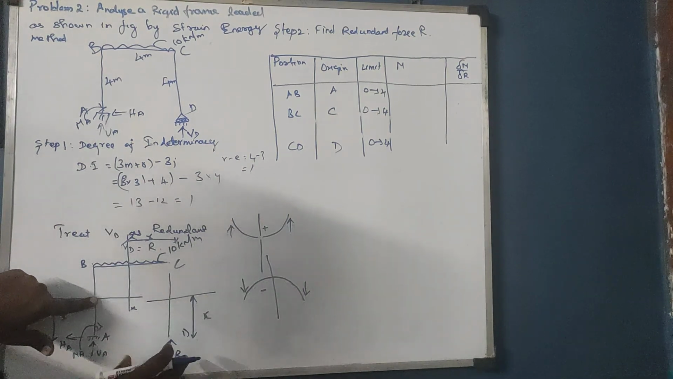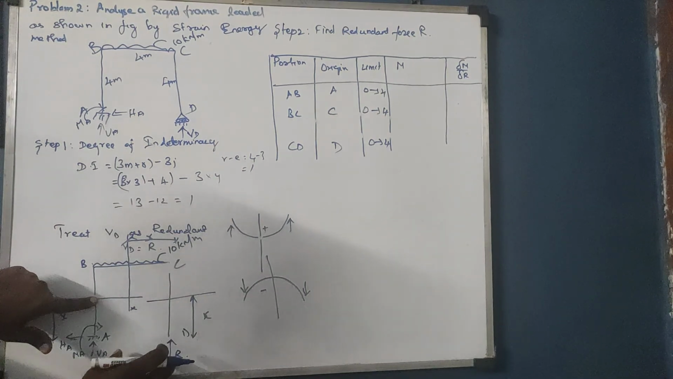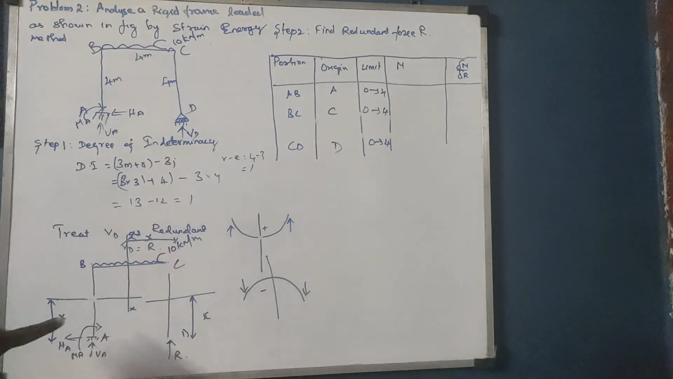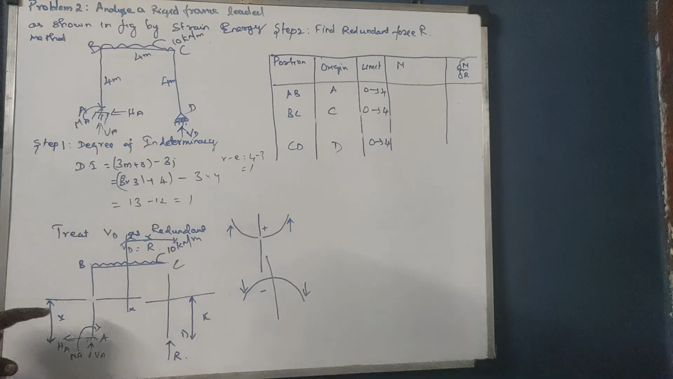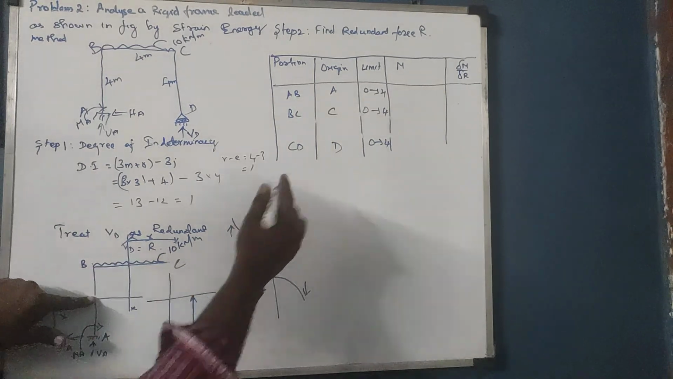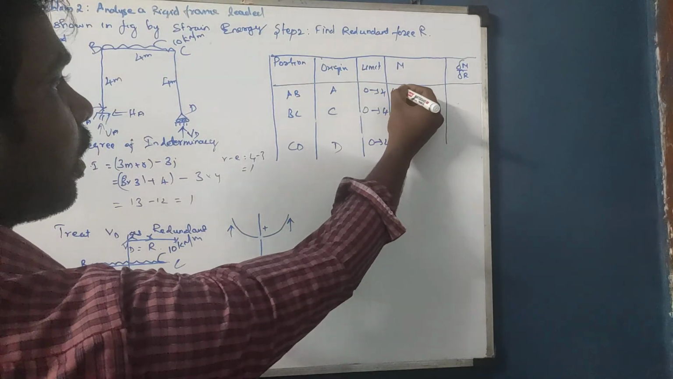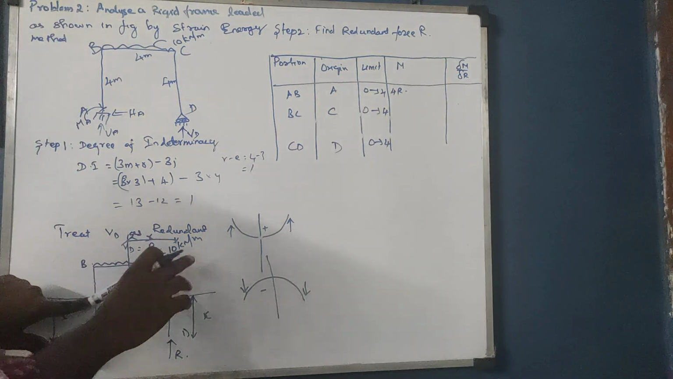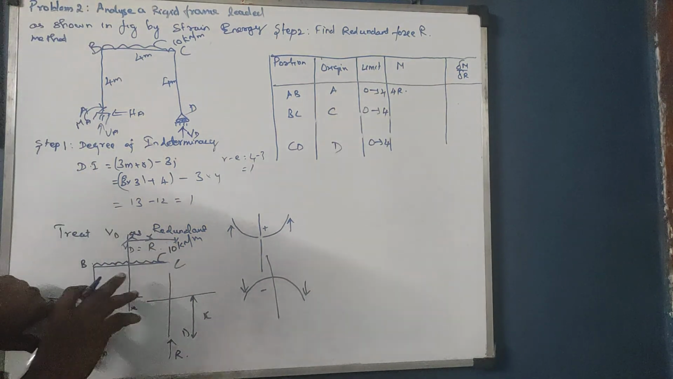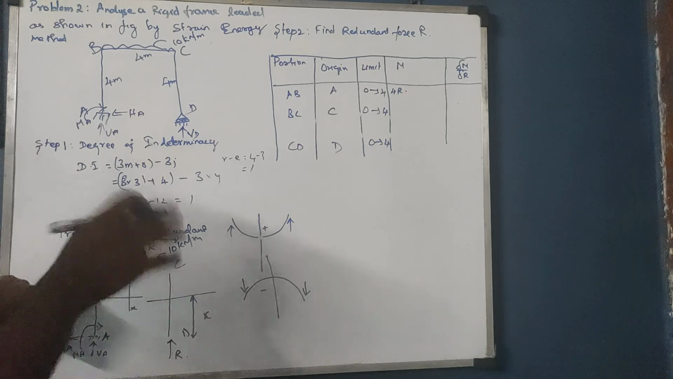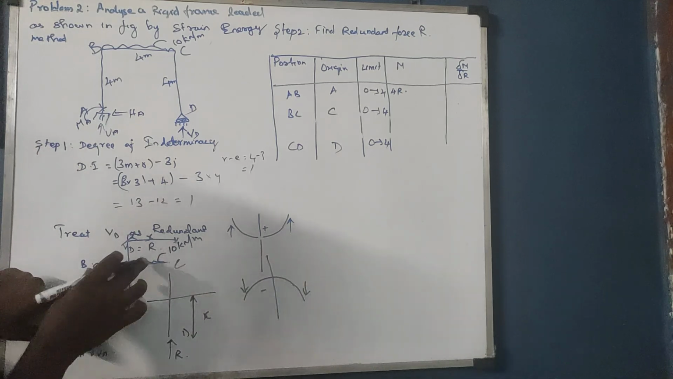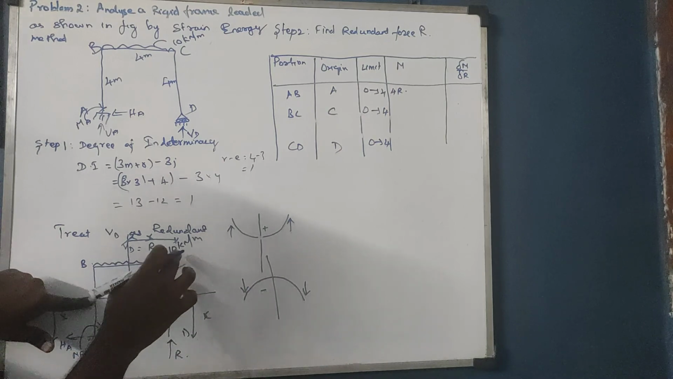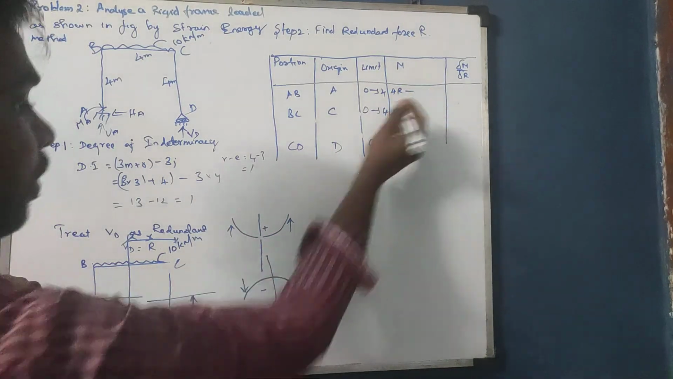So positive. The distance is R into this distance 4, R into 4, therefore 4R. And there is a 10 kN load. It is downward, right side downward. It is sagging, hogging, so negative, right side minus.